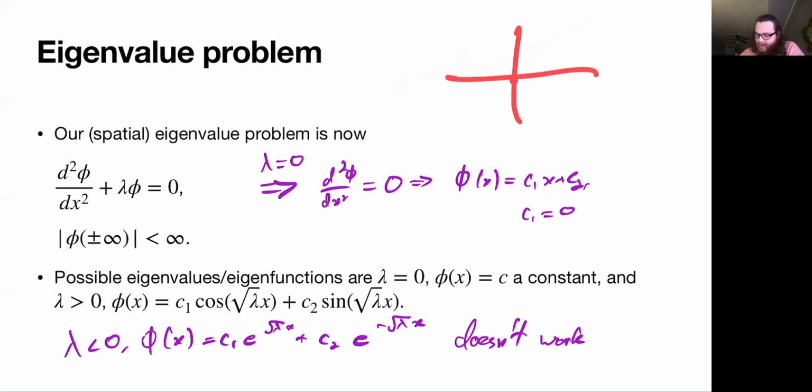Likewise, consider what happens with C2. Here we have an e to the minus root lambda x, so this is going to look something like that. If we go to negative infinity, then over here, that's still going to go to infinity. So the point is, if our boundary condition is that the solution is bounded, then lambda 0 and lambda positive work, but lambda negative doesn't work.